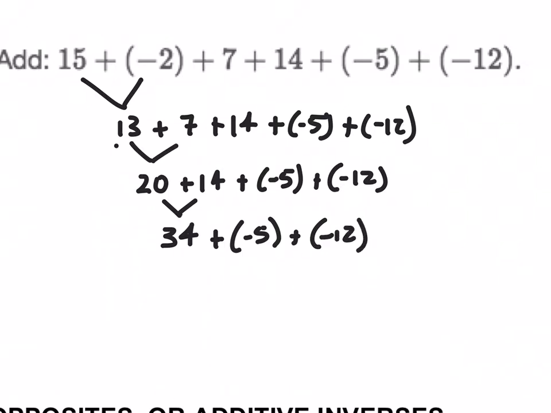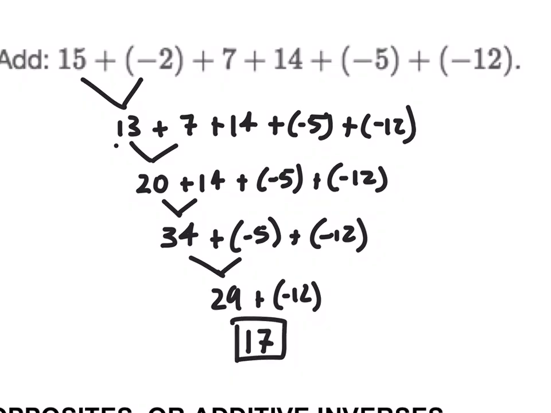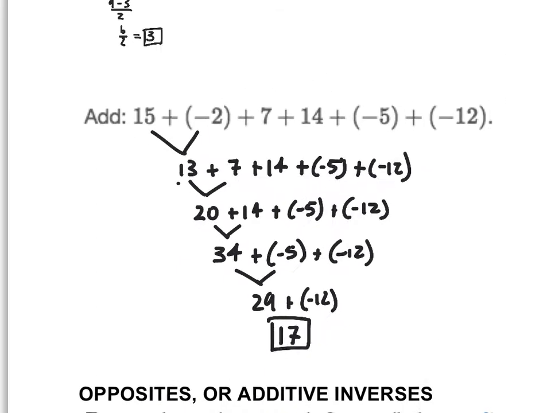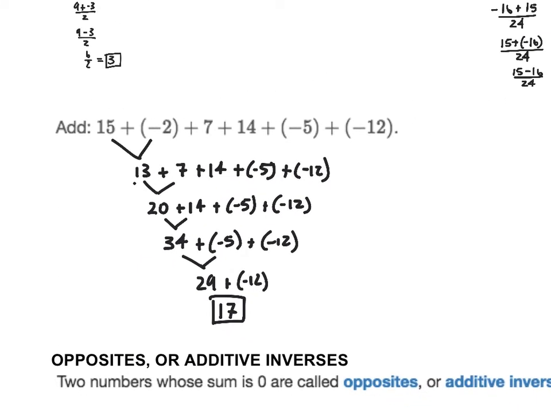The next thing I want to do is 34 plus negative 5, so that's really 34 minus 5. If I do 34 minus 5, that's going to give me positive 29, and then plus a negative 12. If I think about 29 minus 12, take 29 and subtract 10, that's going to give me 19, and then subtract another 2, that's going to give me 17, and that's my answer. So hopefully you're able to do this in your head.